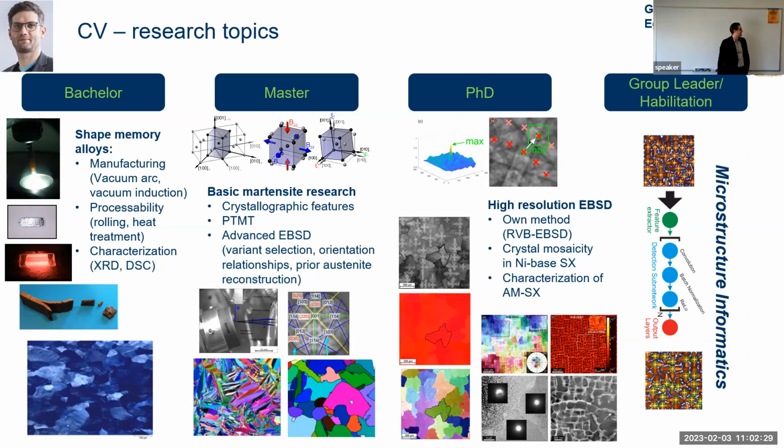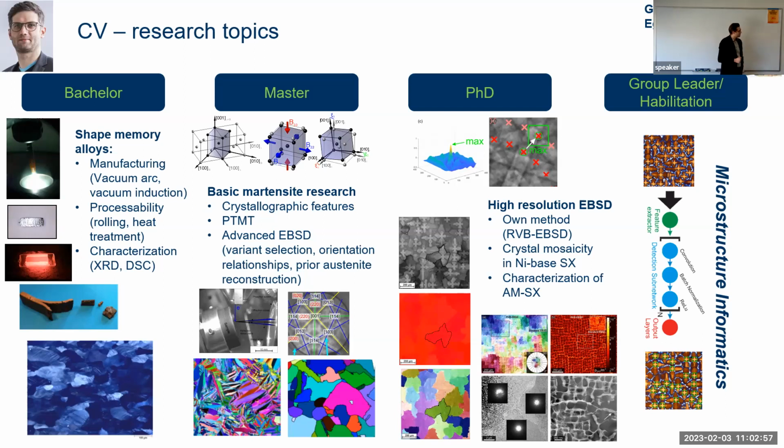Yeah, and then later on, I did basic martensite research. By the way, the first materials were shape memory alloys. This shape memory effect is being realized by martensitic transformation. Later on, I did some basic research on martensitic transformation. It's kind of a very complex topic. There's a phenomenological theory of martensite transformations where you can calculate how an austenite lattice transforms into martensite variants by different shear operations and so on.